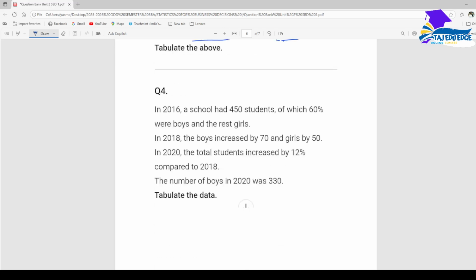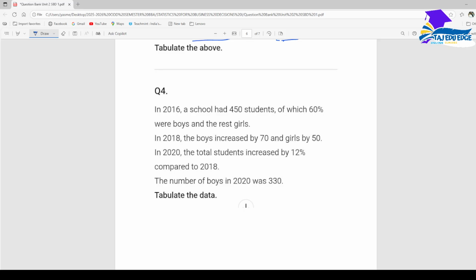In 2016, a school had 450 students, of which 60% were boys and the rest are girls. So you have to calculate how much is the 60% of 450. You will get one number, that is boys, the remaining are girls. In 2018, the boys increased by 70 and girls by 50. So you have to add 70 with the boys of 2016 and 50 with the girls of 2016. You will get some number, boys and girls, and add up the total of boys and girls of 2018. You will get one total number.